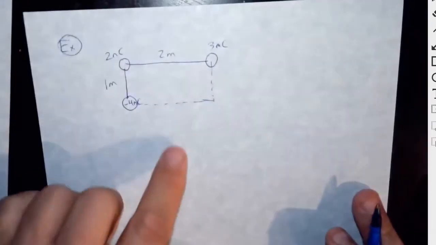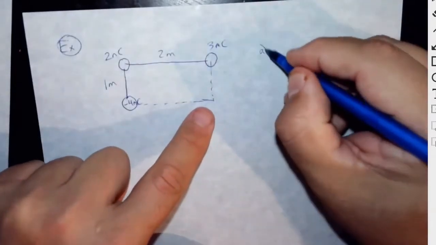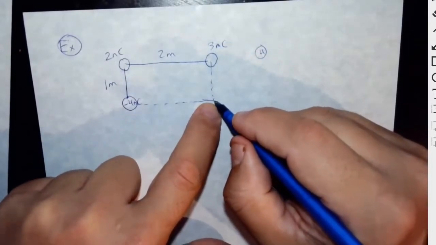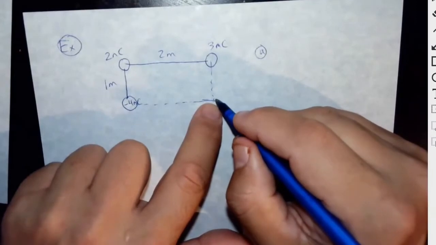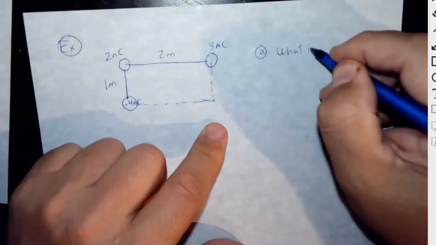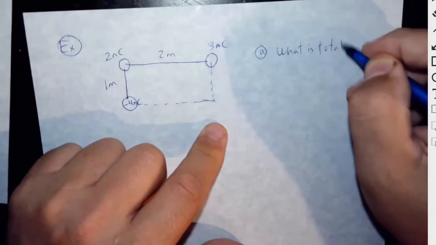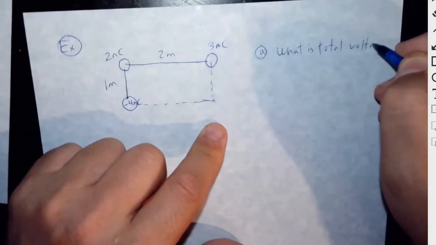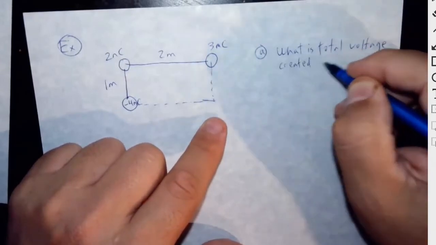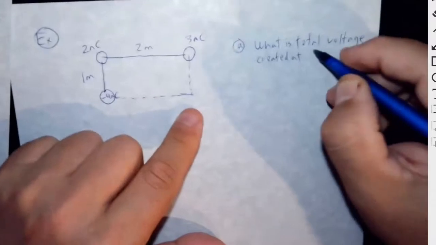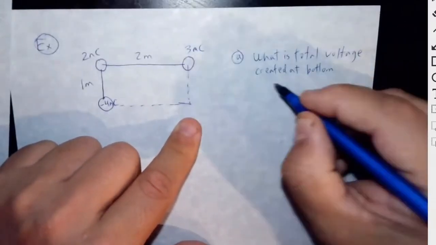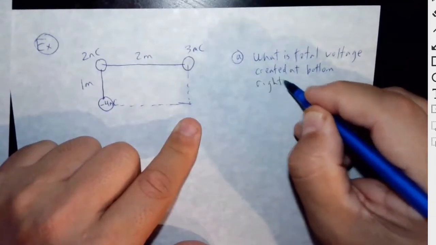So now, what are the questions? Well, we can say, what is the voltage created at the bottom right corner? What is the total voltage created there by these 3 charges?